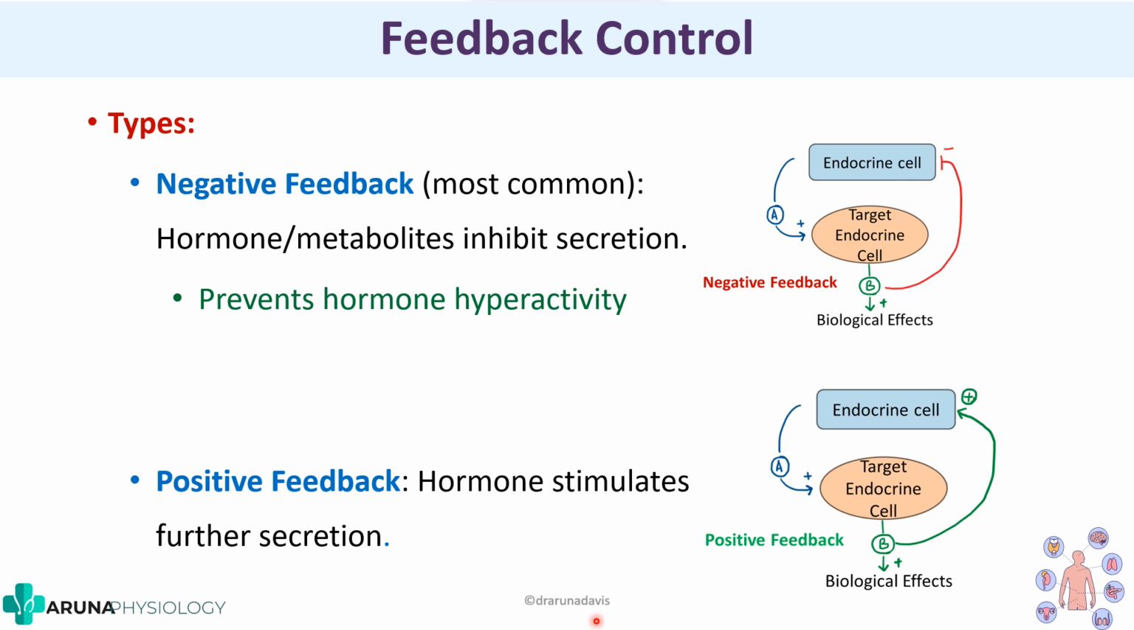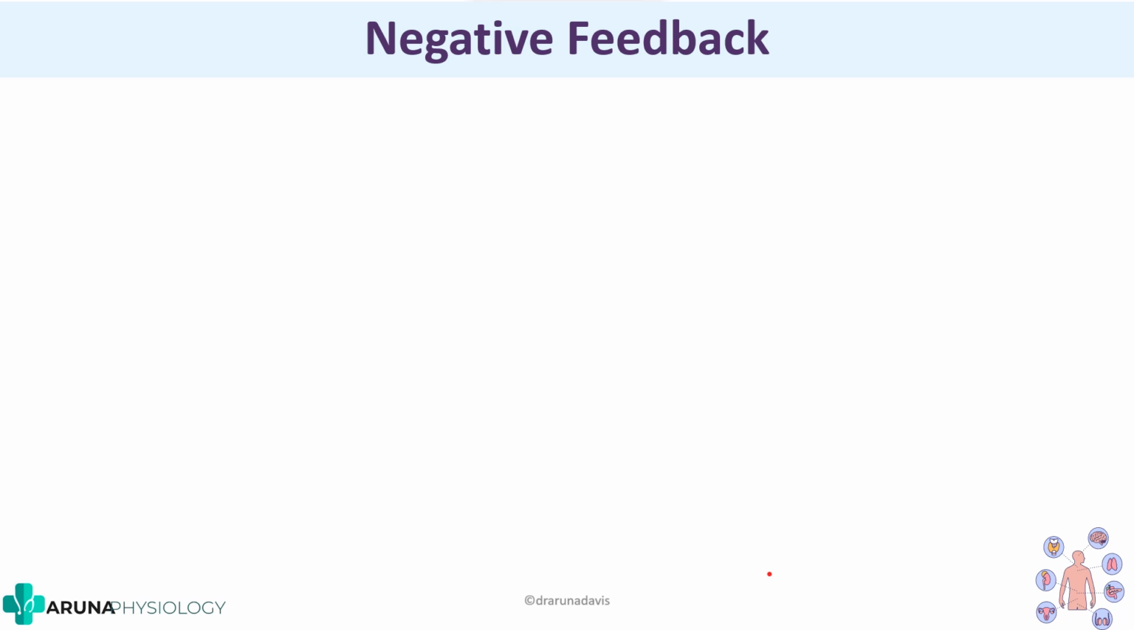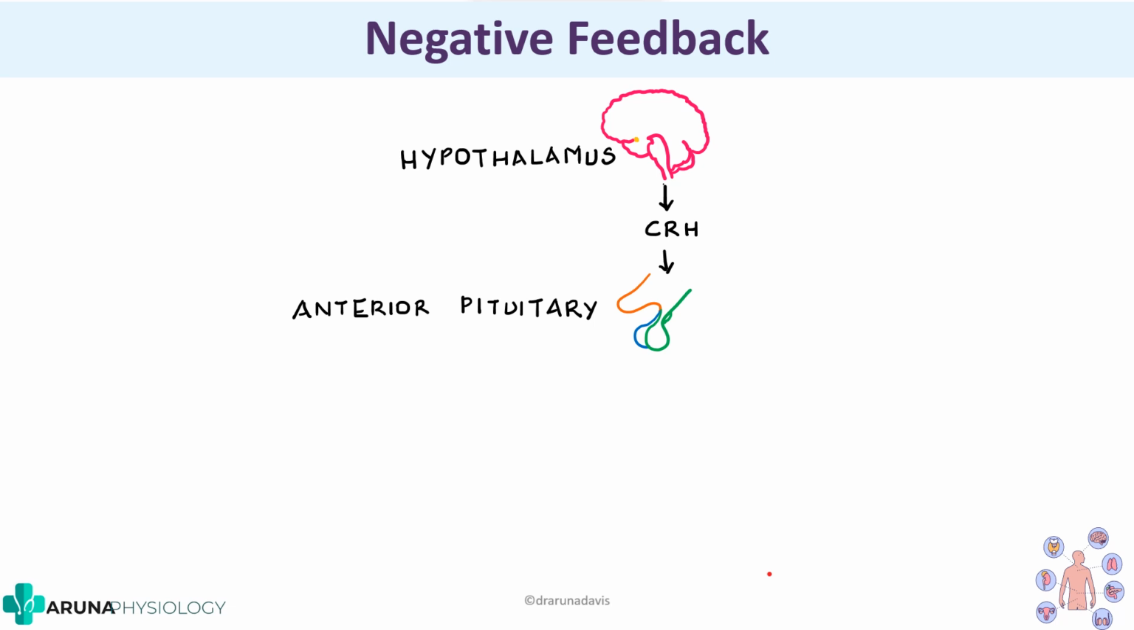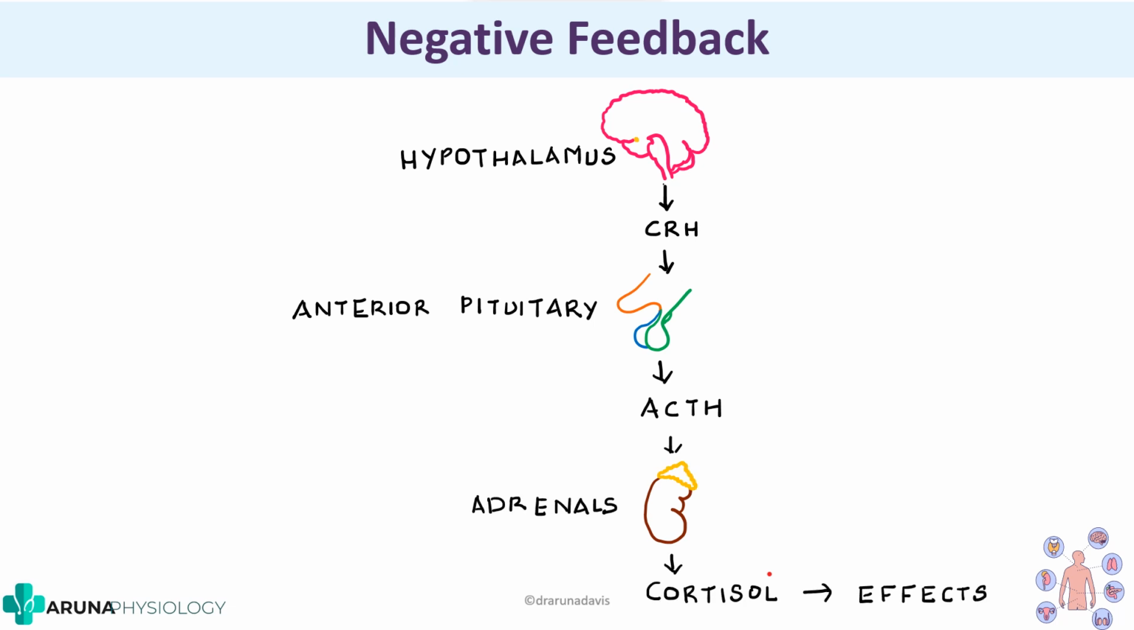Now we'll see more about these different types of feedback control. First we'll see the negative feedback with the help of an example. We know that the hypothalamus secretes the hormone corticotropin releasing hormone, which acts on the anterior pituitary and thus causes the release of ACTH, adrenocorticotrophic hormone, which will act on the adrenals to produce the hormone cortisol, and thereby cortisol has its effects. Now, if cortisol inhibits its own production by inhibiting the production of the CRH, then that is called negative feedback.